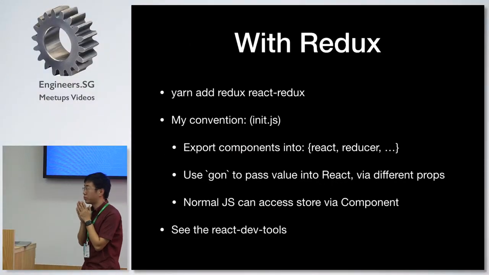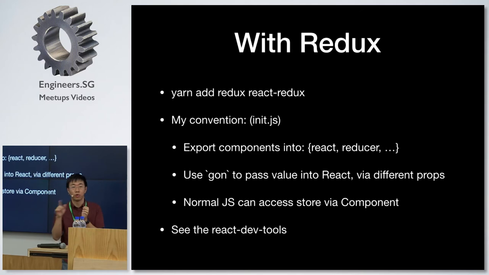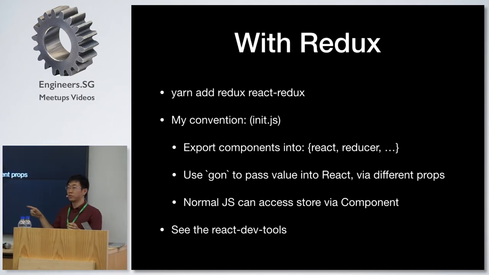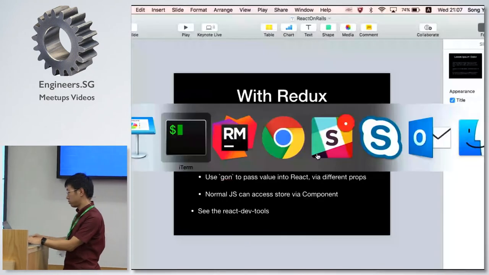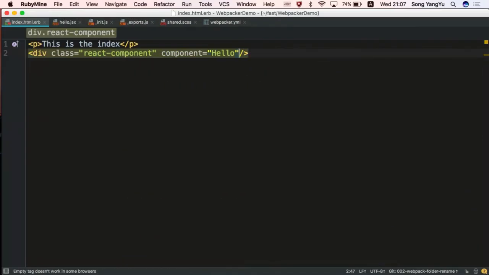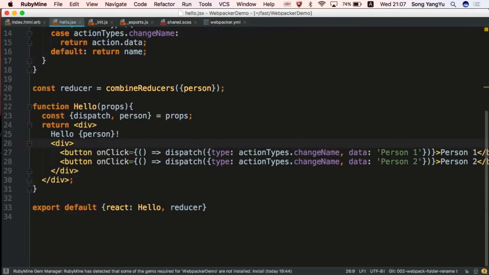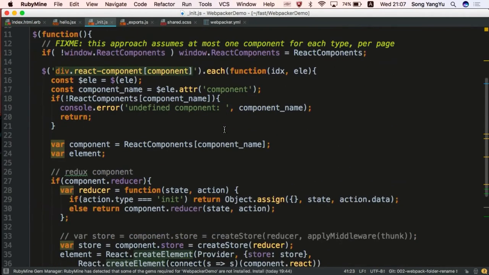Another thing that we probably want to do is to pass values into React. The gem that I use is Gon. In the controller, you can just put some attributes into Gon, and then Gon in the front end is just a global variable you can get from there. Another approach is to put the attributes in the component itself, like data-name, and then use whatever approach you like to extract the data here and pass it to the reducer.